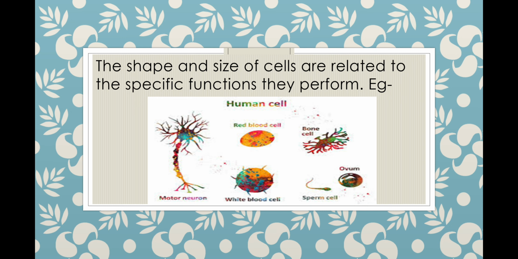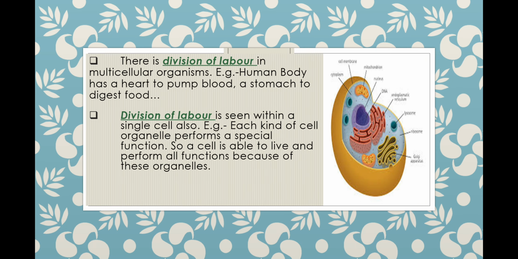Blood cells, bone cells, and even the reproductive cells like ovum and sperm cell have a particular shape. There is division of labor in multicellular organisms such as human beings. This means that different parts of the human body perform different functions. The human body has a heart to pump blood, a stomach to digest food, and so on.